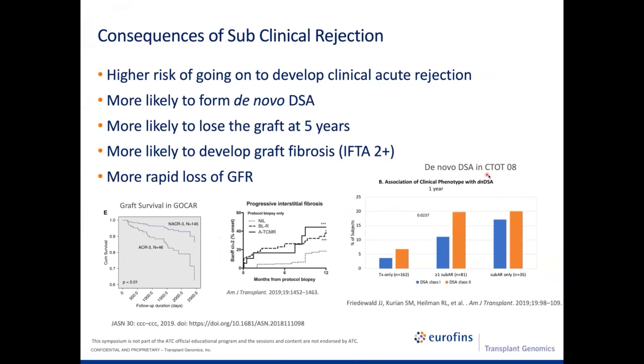And then in the CTOT-8 study, this is de novo DSA, we found that patients that had no subclinical rejection had lower rates of both class 1 and class 2 de novo DSA compared to those that had at least one episode or multiple episodes of subclinical rejection, much higher rates of de novo class 1 and class 2 donor-specific antibodies. So all things that are bad in terms of graft outcomes associated with subclinical rejection.